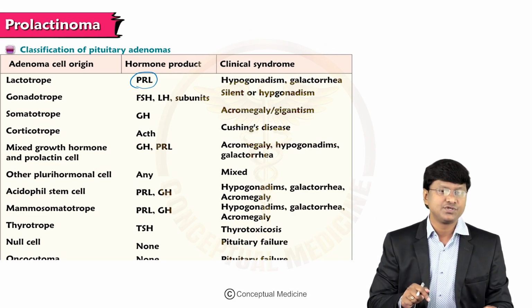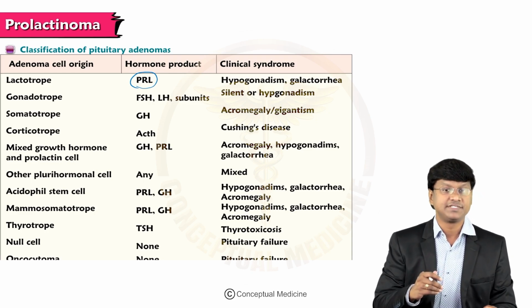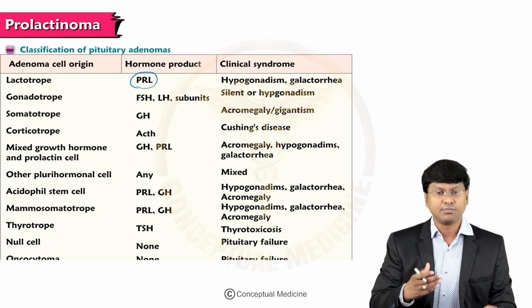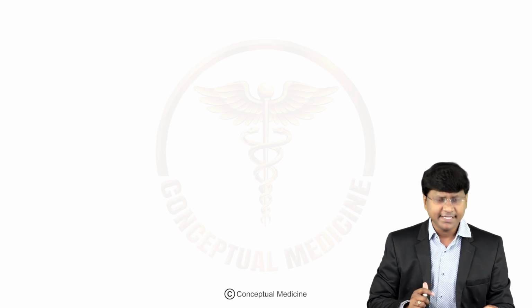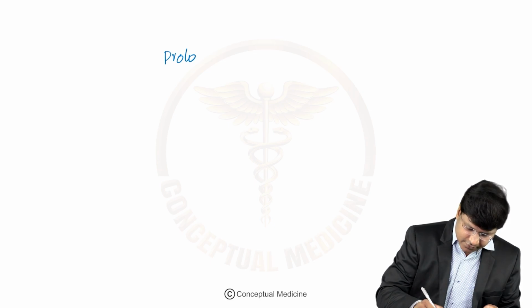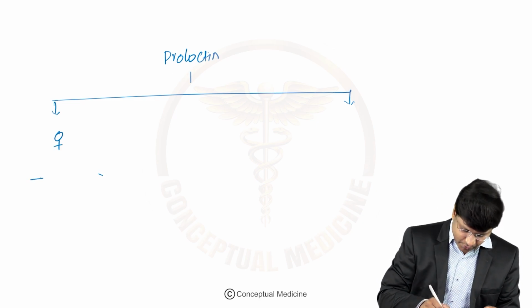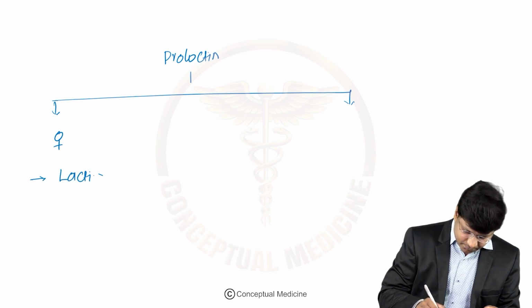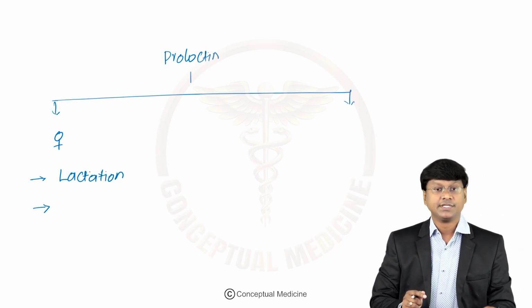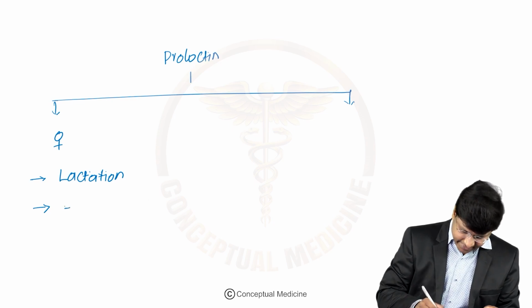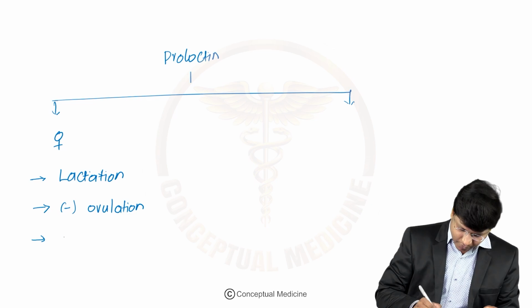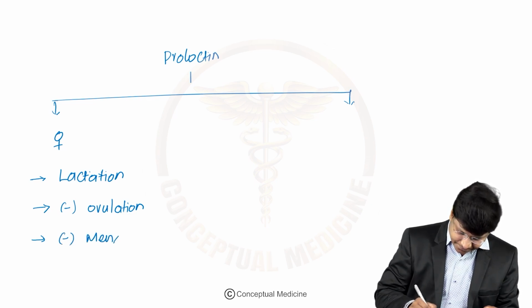So for this, you need to know the physiology of the prolactin. What we have discussed until now is only where the prolactin is secreted and what is the hormone regulating the prolactin secretion. But let me tell you the physiological actions of prolactin in males as well as females. In females, prolactin is very much required for lactation, and the next very important point is that prolactin in females will also inhibit ovulation, and will also inhibit menstruation. So that is the basic physiology of prolactin in females.